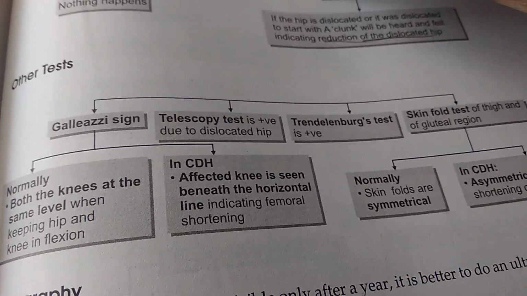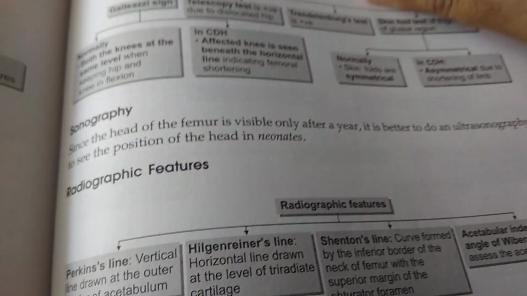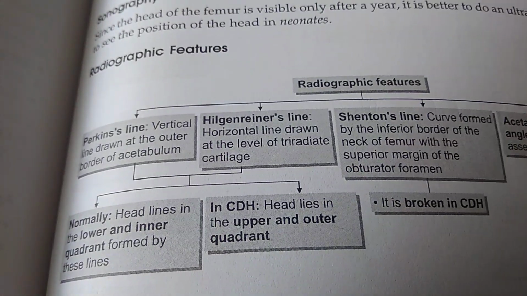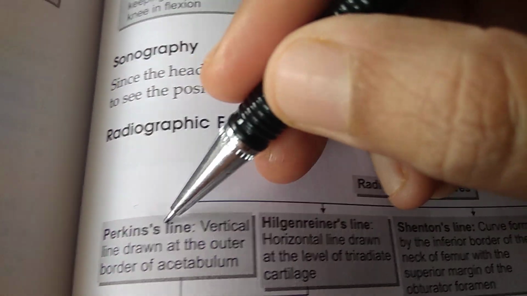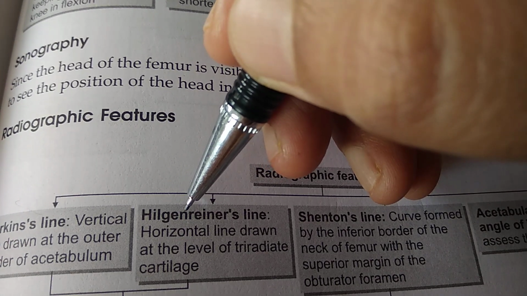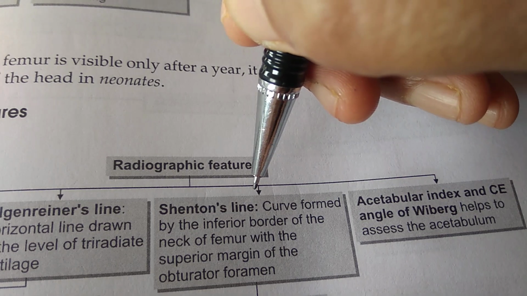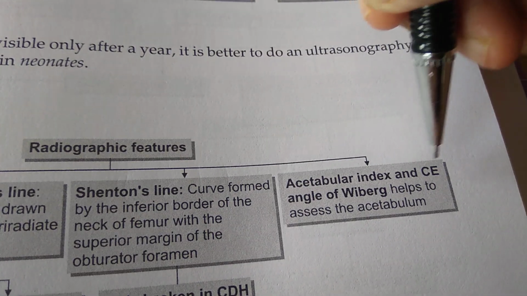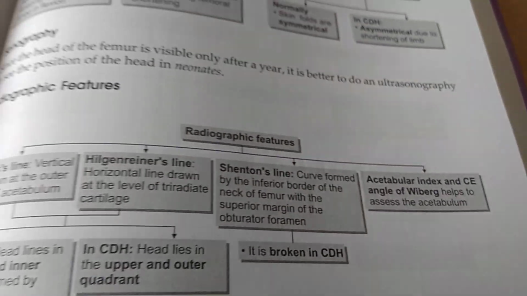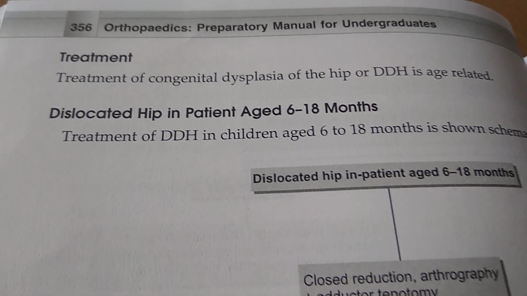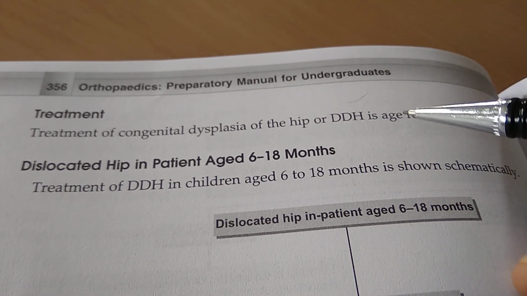So other tests also, little they have explained. Then sonography, that is for the ultrasound. Then radiographic features, what will you see? So they talk here about the Perkins line, the Hilgenreiner line, Shenton's line, and acetabular index and CE angle of Wiberg. Okay, so these are some radiological features that you need to know. Let's see if they have explained here with a radiograph. Not at all. How will you treat a congenital dysplasia of the hip?